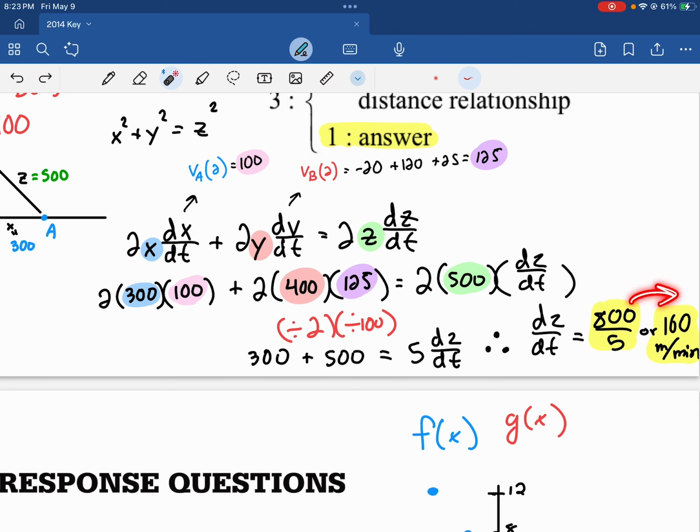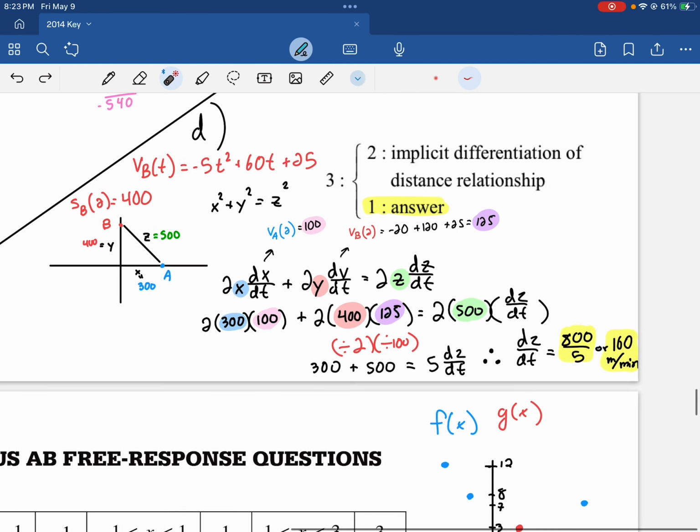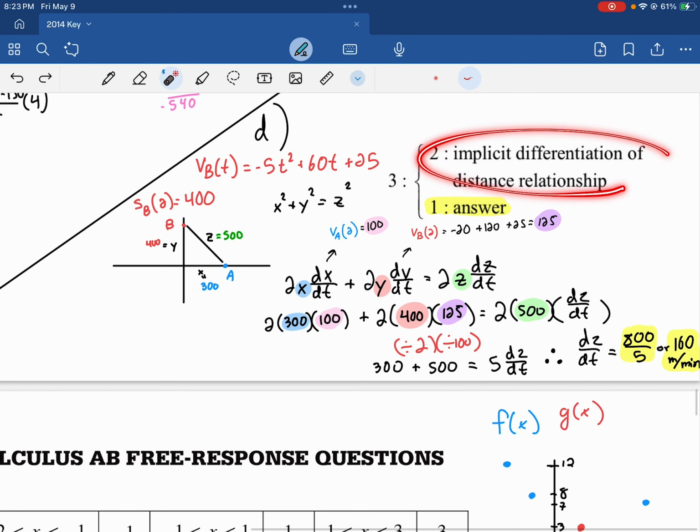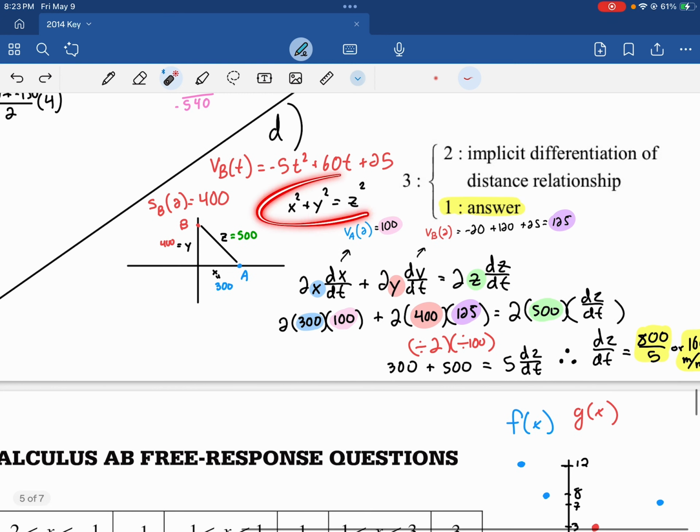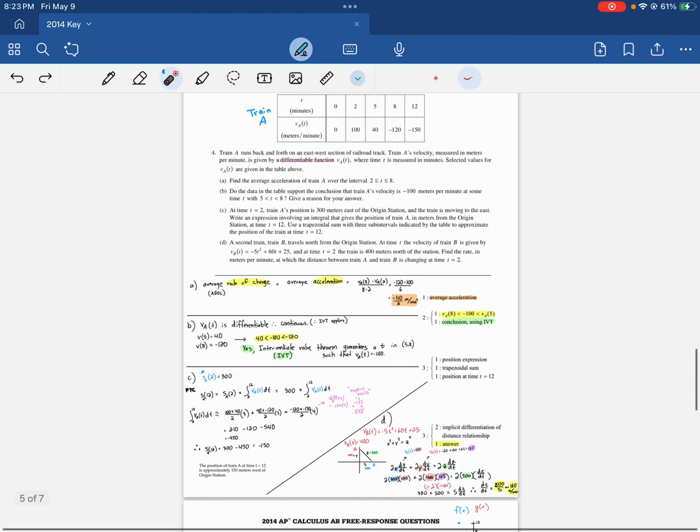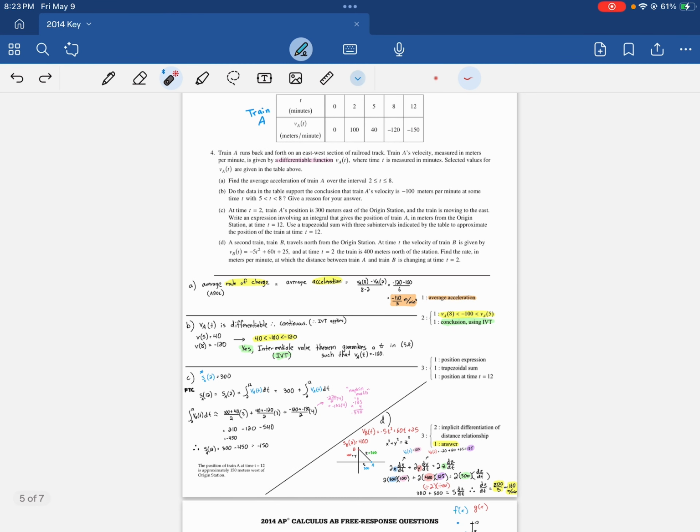Keep in mind, I don't have a calculator for this, and if I mess this last step up, I could lose a point. 2 points for your implicit differentiation of a distance relationship, really taking the derivative of this properly, and then 1 point for simplifying to something equivalent to our answer. That's free response question 4 down. There's 2 more to look at.